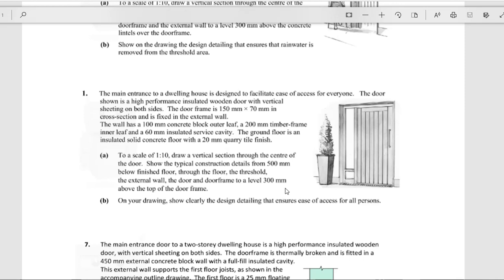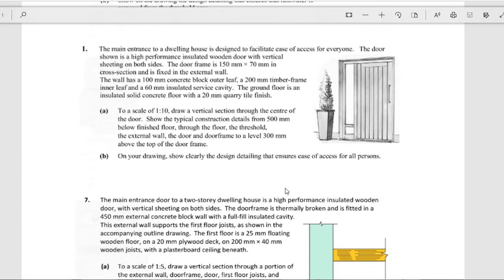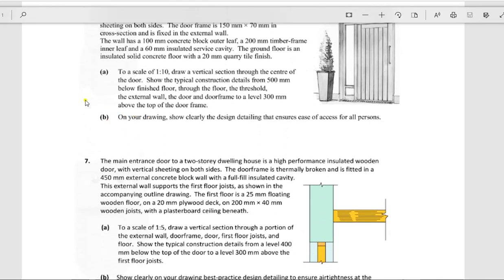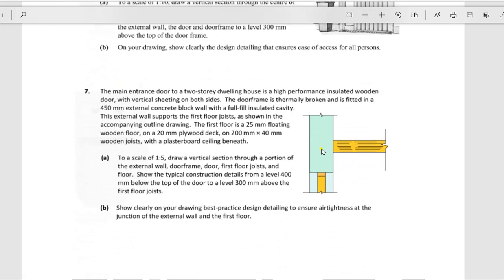So again, looking at that threshold piece again at the very bottom of the door. And all you have to do is on your diagram put in a label B pointing to that detail.